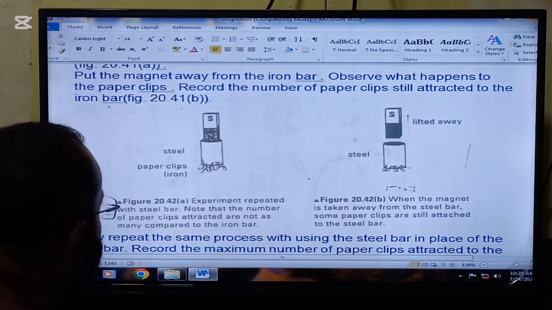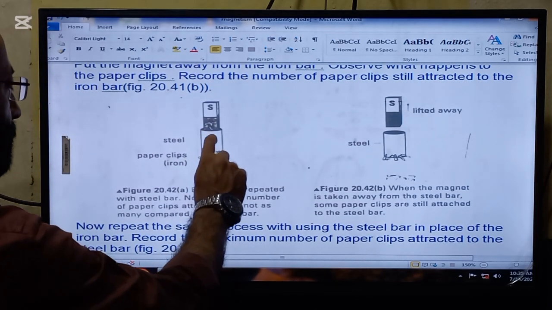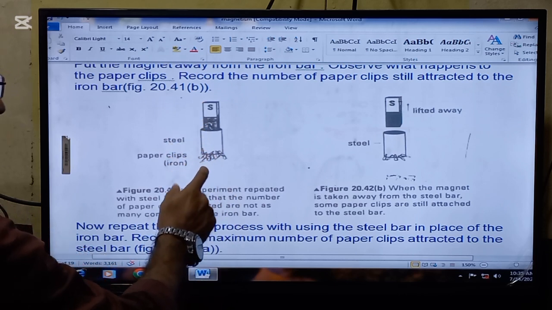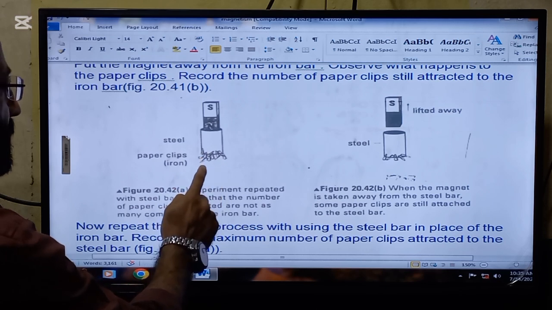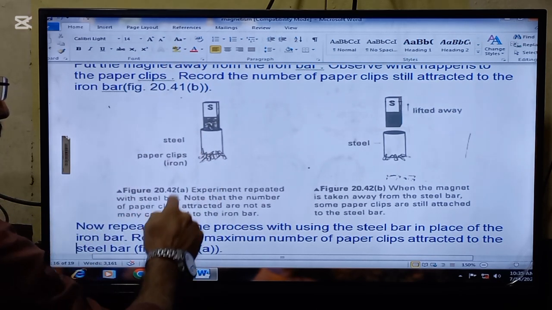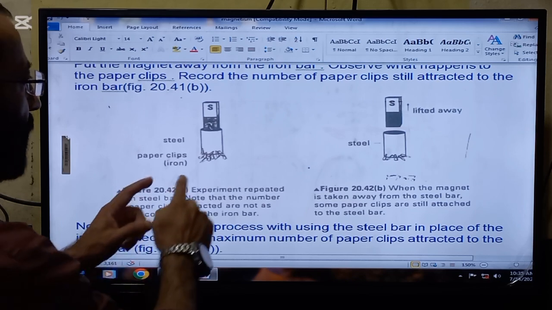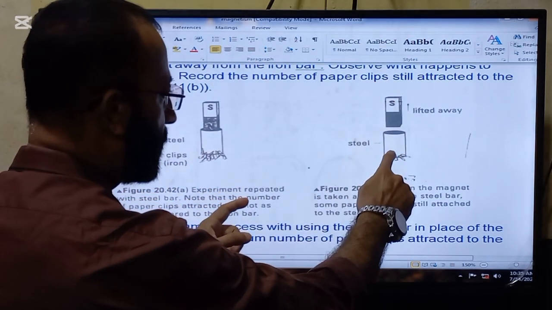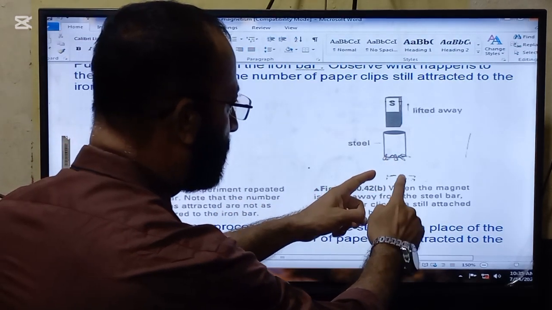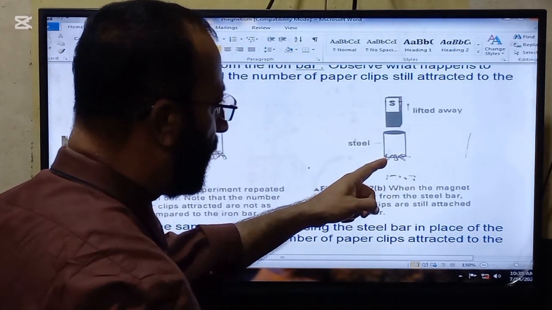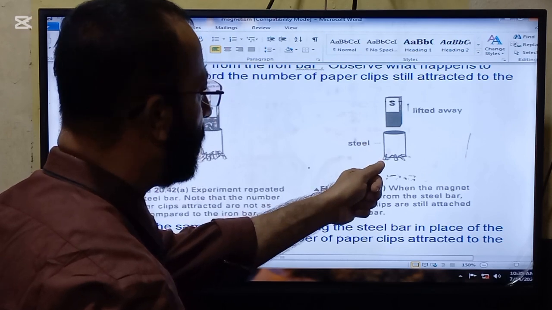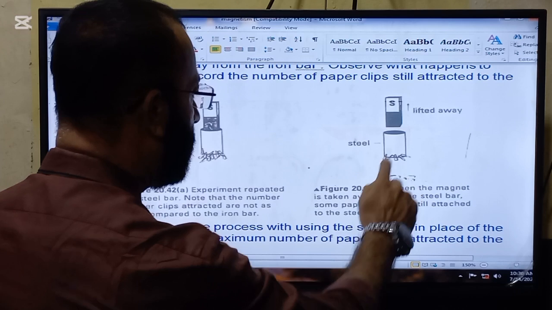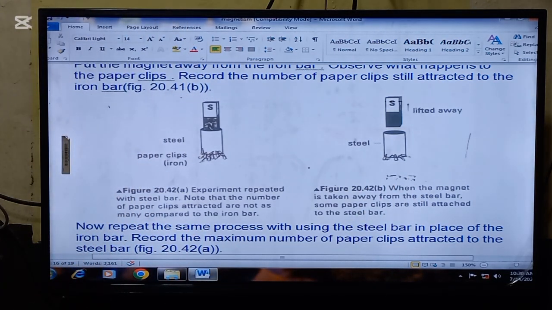Whereas when the same process was repeated with the steel bar, that is, when the permanent magnet came in contact with the steel bar, fewer paper clips were attracted as compared to the iron bar. But when this permanent magnet was kept away from the steel bar, some paper clips dropped, but some were still attached to the steel bar because magnetism was retained by the steel bar. So look now, here is the explanation.